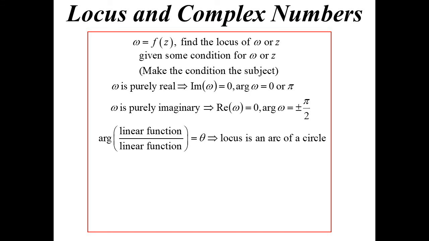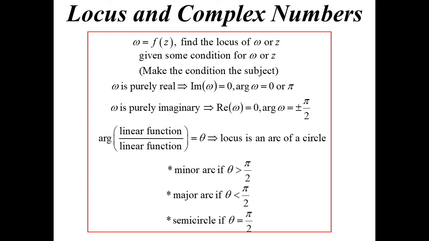This one here, if you see the argument of, and the way I've phrased it there is a linear function on a linear function. So by a linear function, I mean a function of z. So you might have z plus 2 on z minus 3 or something like that. It's got to be a linear function. Is equal to some angle. That will turn out to be an arc of a circle. It'll be a minor arc if that angle is greater than pi on 2. It'll be a major arc if that angle is less than pi on 2. And of course, if it's equal to pi on 2, it ends up being a semicircle.